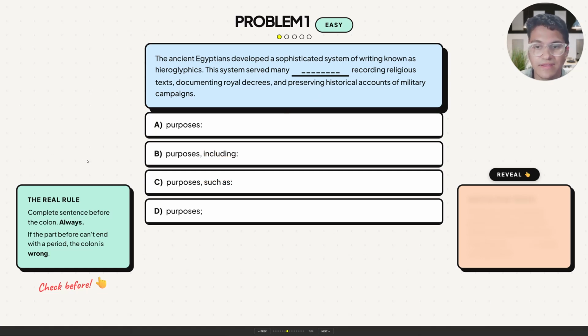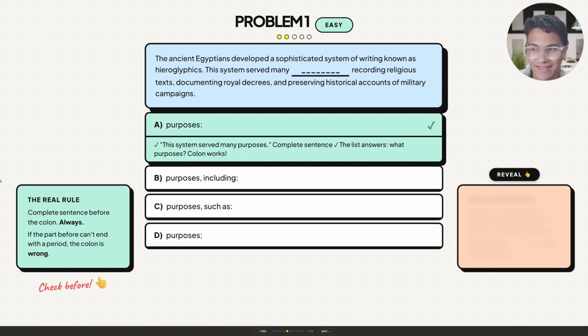Recording religious texts, documenting royal decrees, and preserving historical accounts of military campaigns. This seems to expand on what the purposes were for the system of hieroglyphics, which means answer choice A is more likely to be correct, since a semicolon functions more like a period, versus a colon, which explicitly tries to expand or answer that implied question. Now let's check. Hey, we're right. The system did serve many purposes. We got the complete sentence, and the list answered what purpose it was.